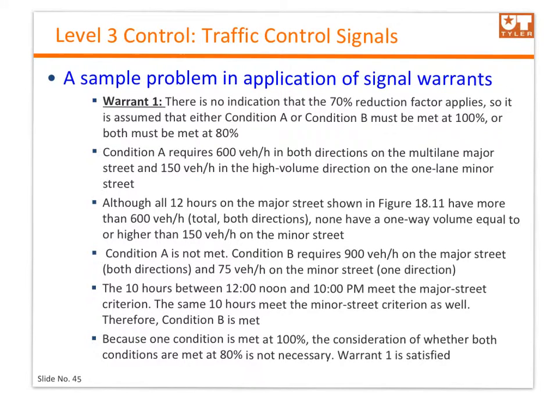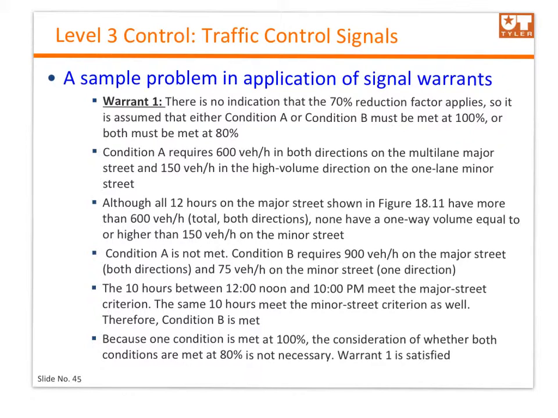To meet condition A requires 600 vehicles in both directions on the multi-lane major street and 150 vehicles in the high volume direction on the one lane minor street. If you go again to the table, you would see that although all 12 hours on the major street shown in figure 18.11 have more than 600 vehicles per hour, none has a one-way volume equal or higher than 150 vehicles per hour on the minor street.